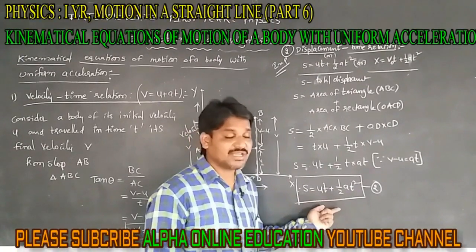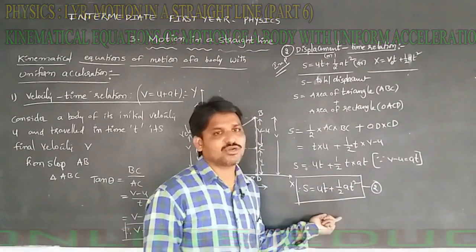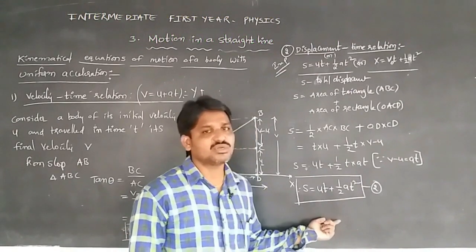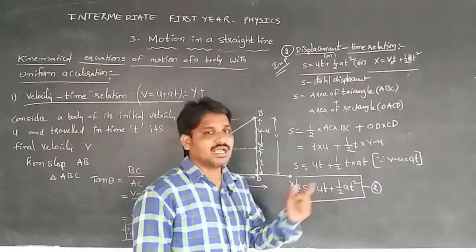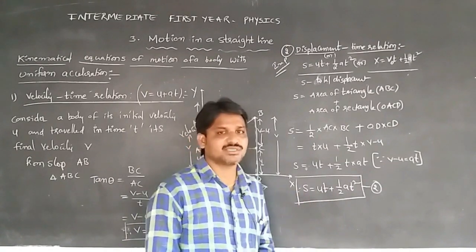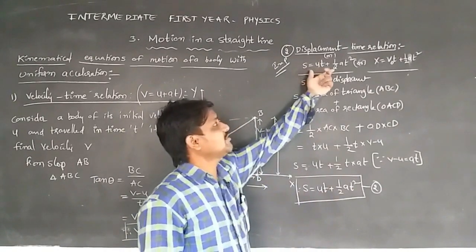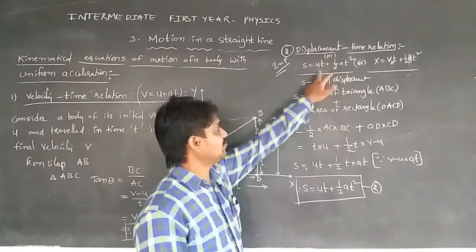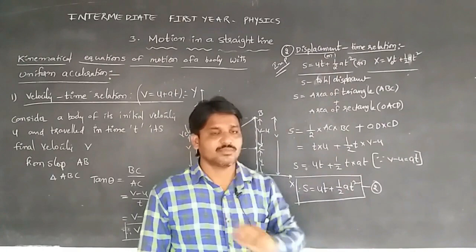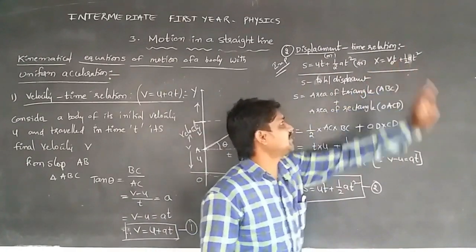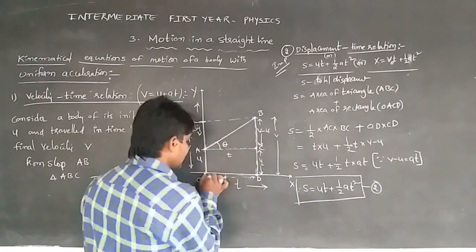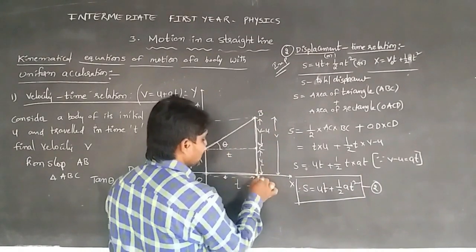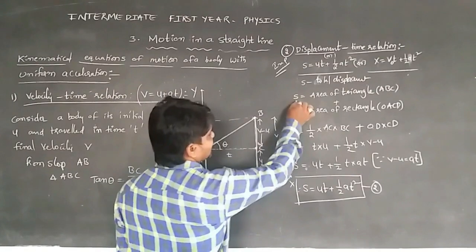This is a very important formula to find the time and also to find the displacement. And according to the intermediate public examination, this is very important from the motion in a straight line lesson. Mostly we get this problem like x is equal to v naught t plus half a t square. Since this is the displacement which happened along the x axis, displacement s can be written as x.